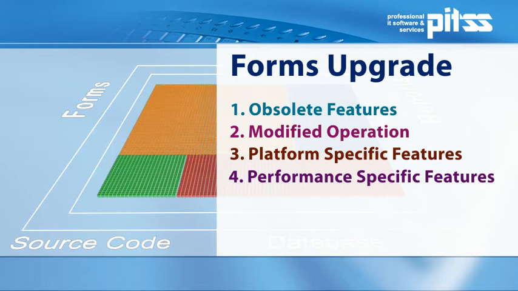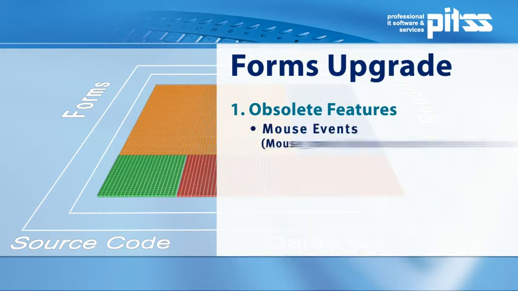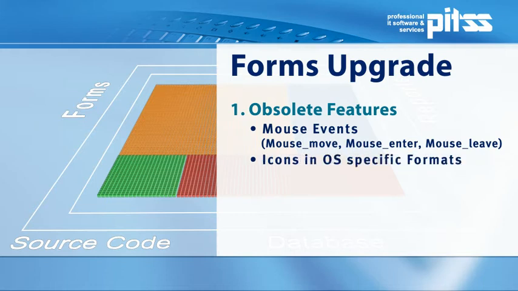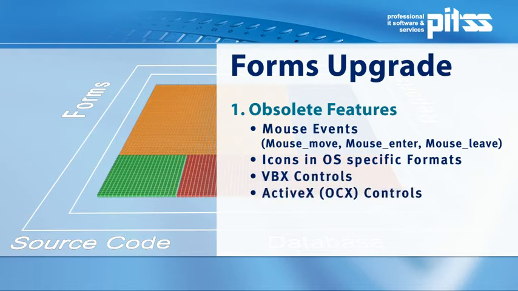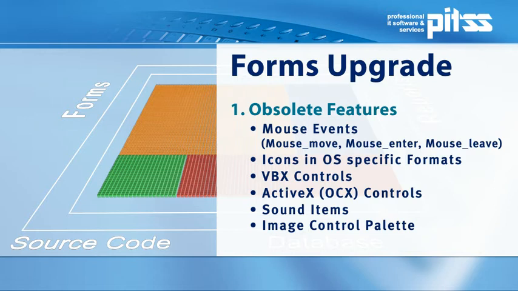Here are some of the functions which are no longer supported: mouse events, which no longer exist in their familiar complexity; GIFs that can no longer be displayed and require conversion; Windows-specific VBX and ActiveX controls, which must be replaced by workarounds or renewed with Java beans. Objects such as sound items or the image control, which have become obsolete, must be removed from the application. One example is replacing a client functionality such as getFileName with WebUtil, an Oracle standard library that enables you to work from an application server.